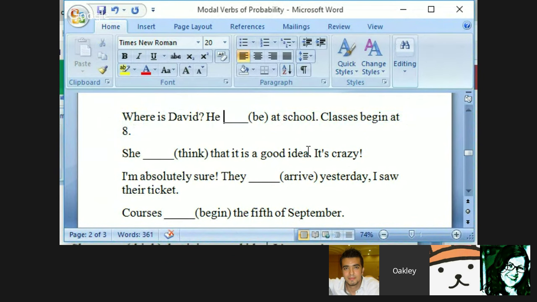Okay, where is David? He might be at school. Classes begin at 8. Is it more likely 50-50 he's at school, or classes begin at 8, or would it be more likely to say he must be at school? Well, depends on David, doesn't it?